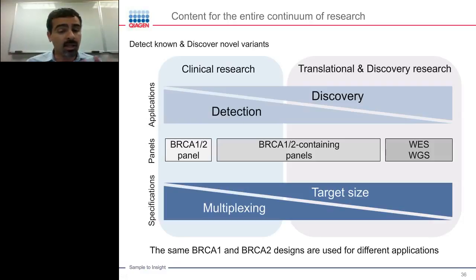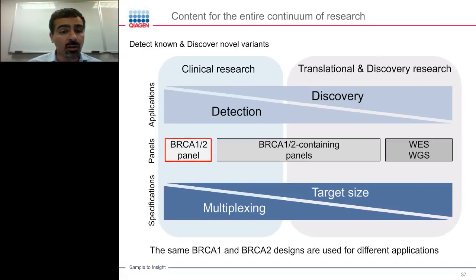And these are the two examples that I will show you today. I'm going to show you how some customers have used the BRCA1, BRCA2 panel for clinical research, mainly routine testing, whereby they're interested in detecting known mutations that exist in BRCA1, BRCA2, but also how some customers have used BRCA1 and BRCA2 containing panels for translational purposes. When I talk about a BRCA1, BRCA2 containing panel, it's basically a panel that has the same gene designs that are contained in the BRCA1, BRCA2 panel. The difference here is that you have additional targets, additional genes that the customer is interested in targeting.